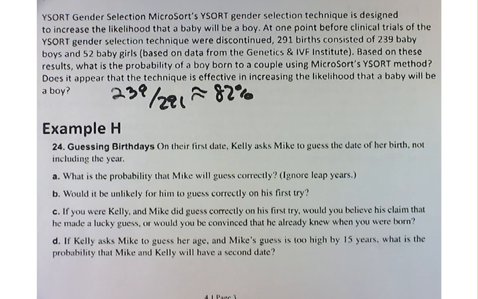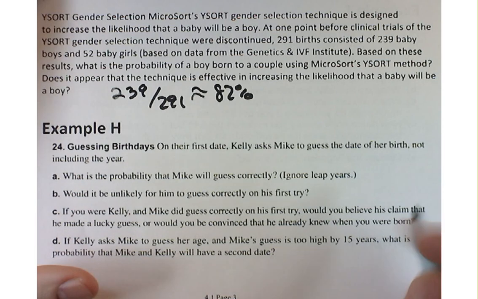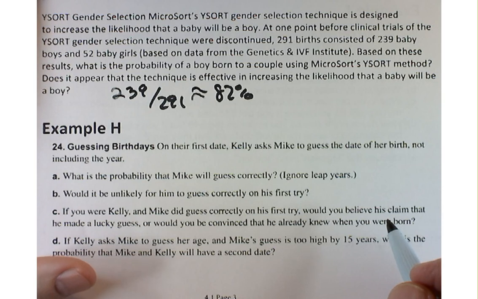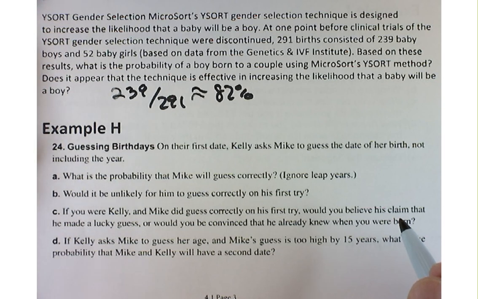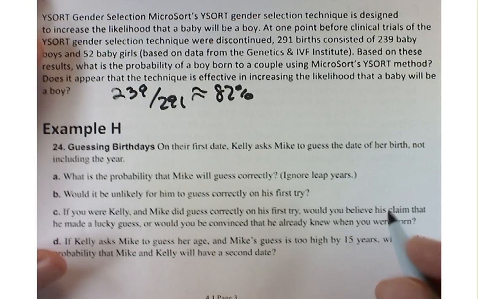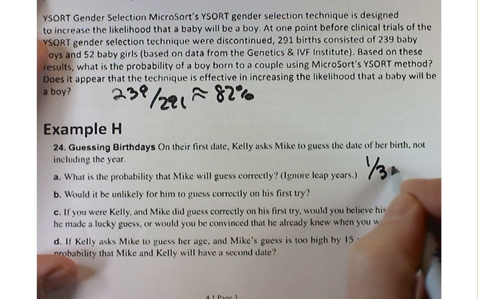Let's move on to example H. On their first date, Kelly asked Mike to guess the date of her birth, not the year. What's the probability that Mike will guess correctly, ignoring leap years? Someone from the chat, someone on Zoom. What's the probability that they're going to correctly guess her birth date? Yeah, 1 over 365.